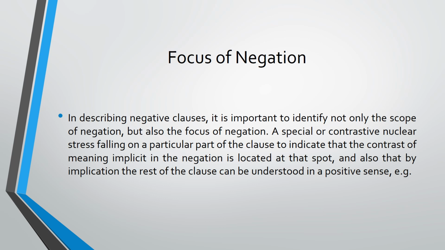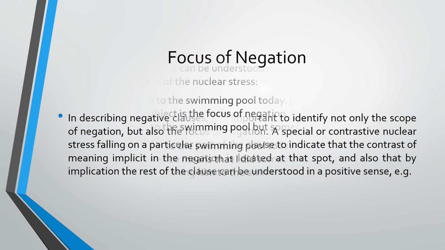When you are stressing a particular word in a negative sentence, you want to say that the negative meaning of the sentence is mainly focused on this word. What about the other parts of the sentence? The other parts are going to be understood in their positive meaning, while the speaker wants only to negate the word that he is stressing. Let us explain this in examples to make it clearer.